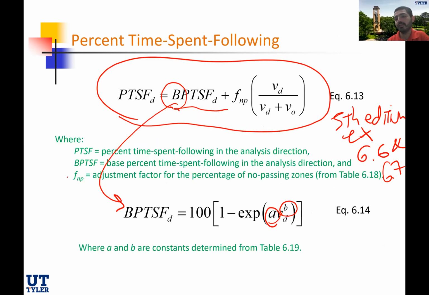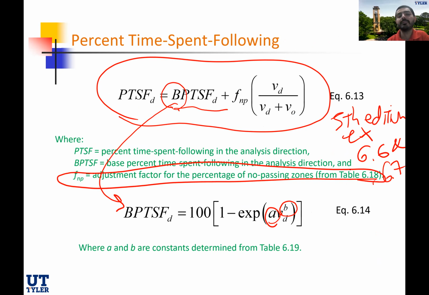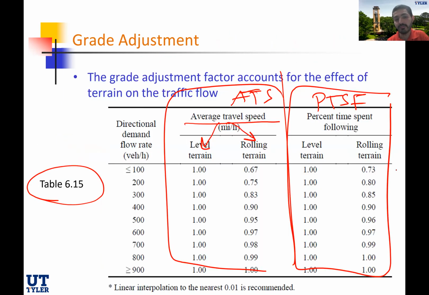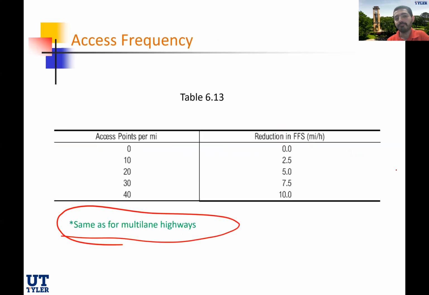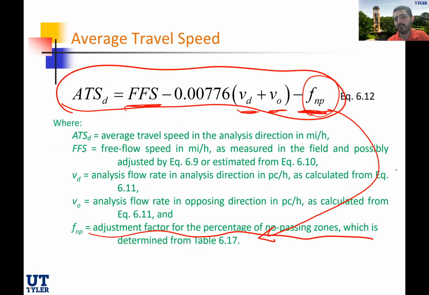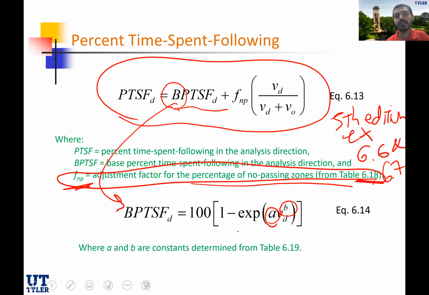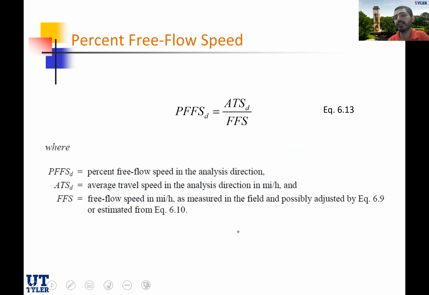Really, we need it for FNP. Please remember that the FNP calculation for ATS uses a different table than FNP for percent time spent following. FNP here, the adjustment factor for the percentage of no passing zone, is table 6.18. But if you go a little bit backwards, FNP for the sake of the ATS calculation is table 6.17. So please distinguish the difference between the two. Once you get that, you'll be good to go for class 1 or 2.